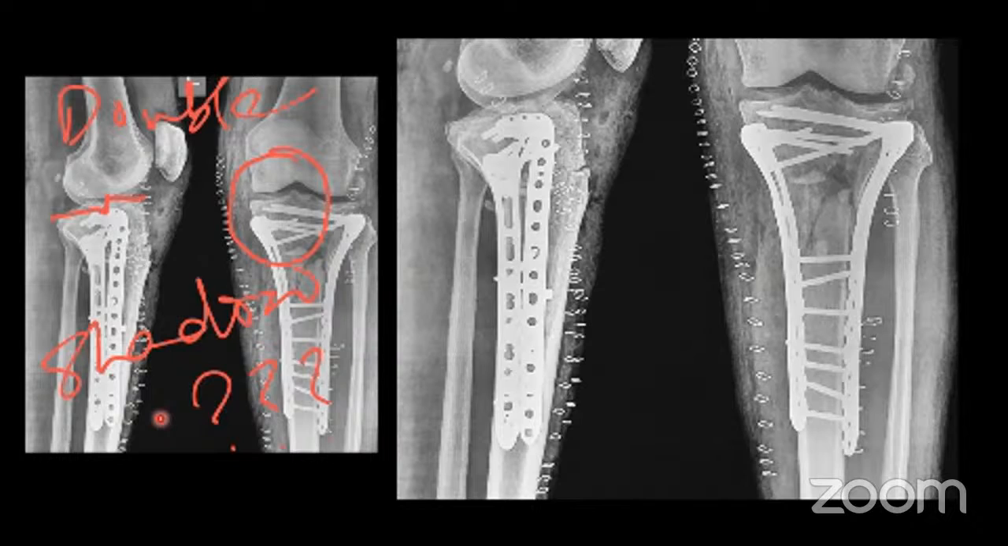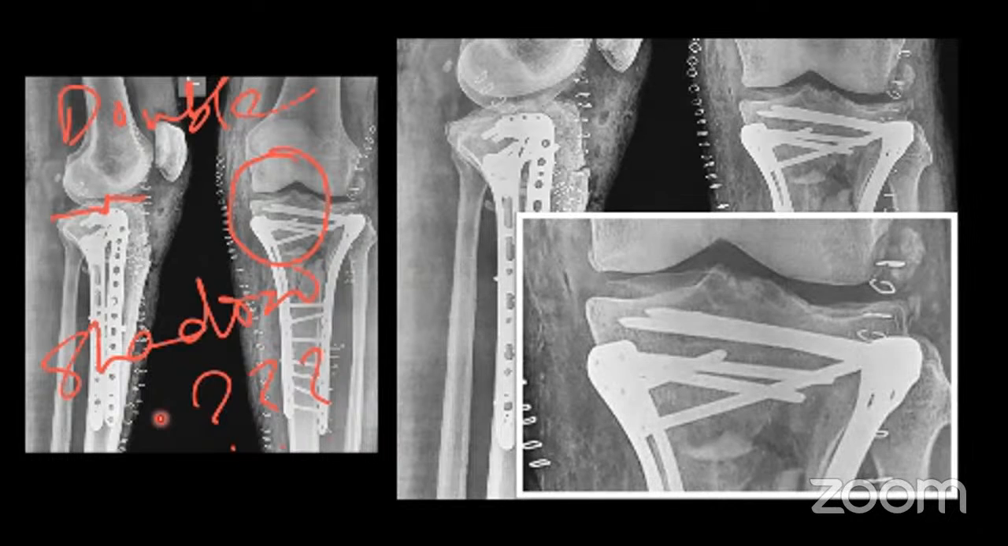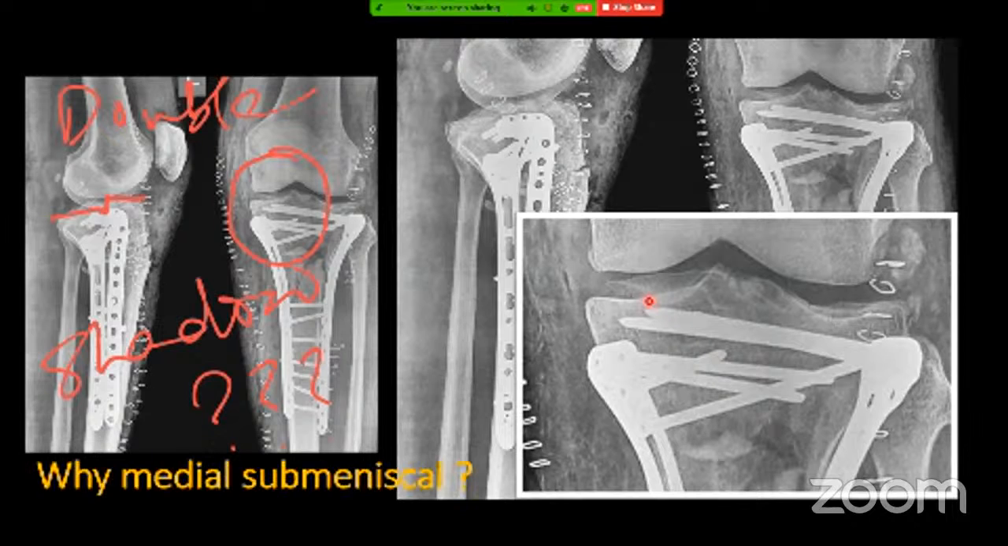But if you look at the joint, see these arrows. There is a step. There is a step in the medial tibial condyle. This is quite often a picture. Even if your apex is reduced, sometimes you see a step on your medial tibial condyle. So that is why medial submeniscal arthrotomy is also required in some cases.